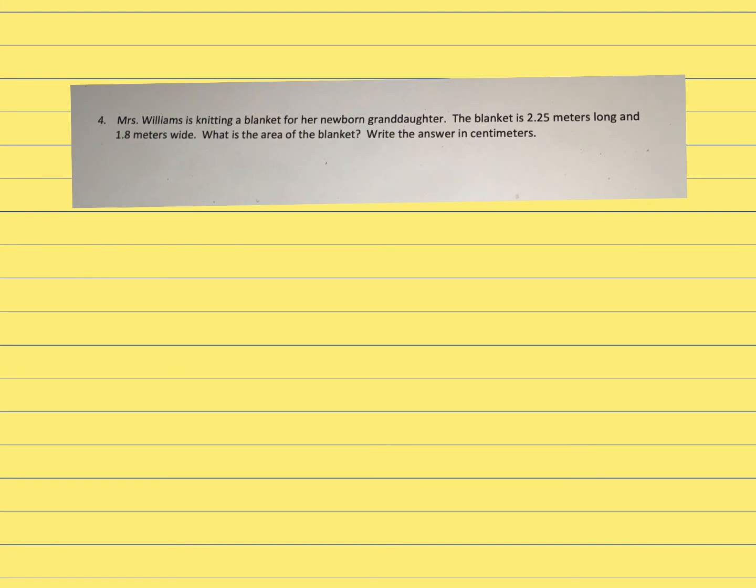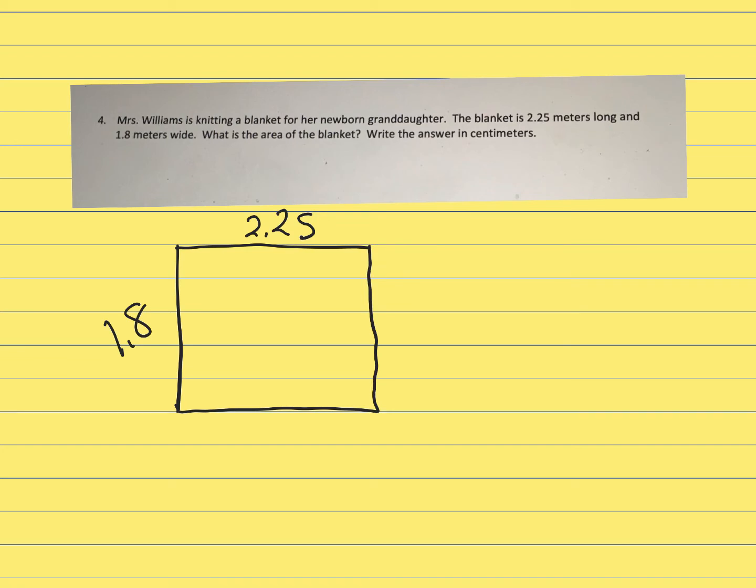Okay, in number 4, it says Mrs. Williams knitted a blanket for her newborn granddaughter. The blanket is 2.25 meters long and 1.8 meters wide. And remember, the area is going to be the length times the width. You can write your answer in centimeters, which means that this is meters. Each meter equals 100 centimeters, so you're going to have to change this to centimeters when you write your answer.